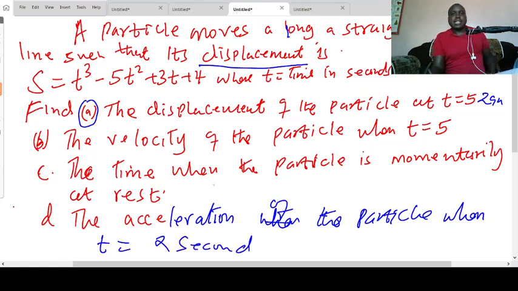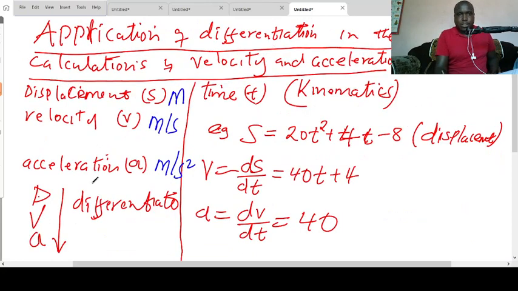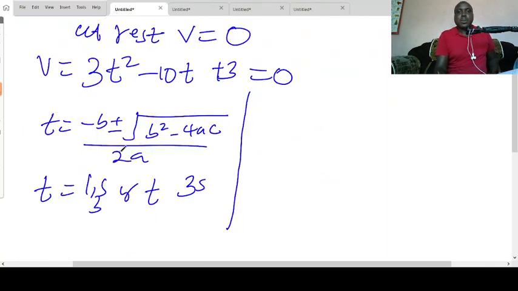So we need to get acceleration. How do you get acceleration from here? Acceleration is equal to the differentiation of velocity. So we go back here. We have our velocity here. To get acceleration, we just differentiate velocity, where velocity is equal to 3t square minus 10t plus 3.